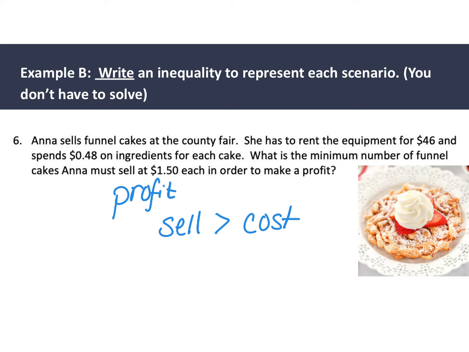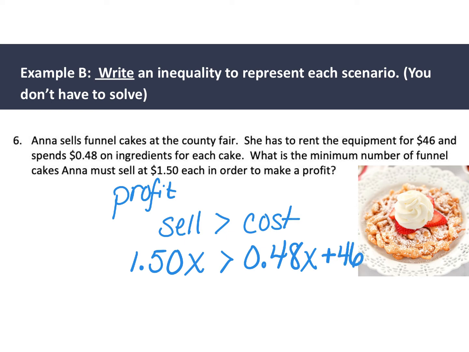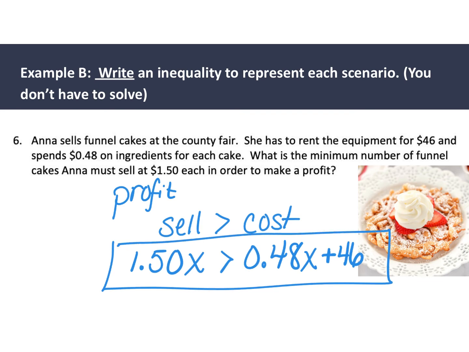So what is she selling her cakes for? Well, $1.50 for each one. So I'm going to say $1.50x is greater than, well, what's her cost? Each cake costs her 48 cents, so 48 cents x, but she also is spending $46 on equipment. So this would be the inequality you need to solve in order to answer the question.